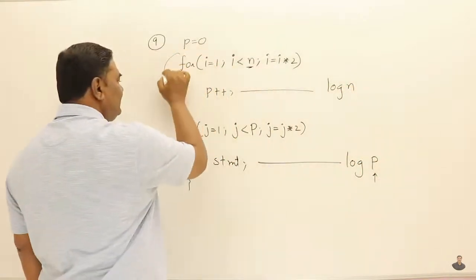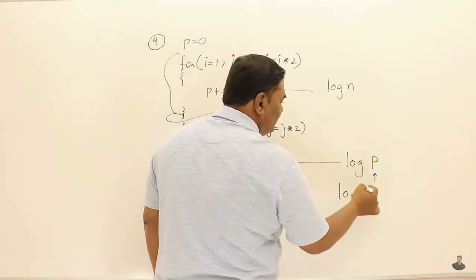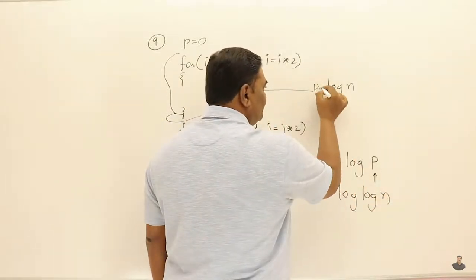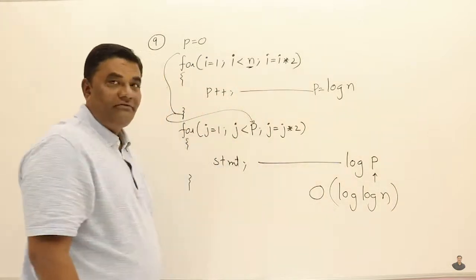So what is P? P is evaluated here, and it is used here. Right? So this is log of log n. As P is equal to log n, it is log of log n. So the time complexity is order of log log n.